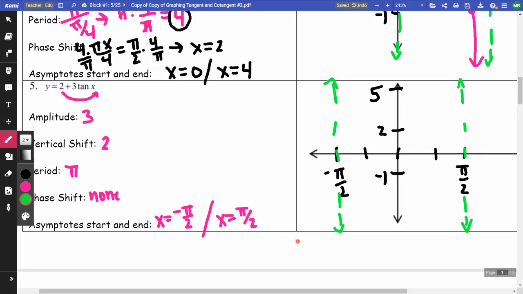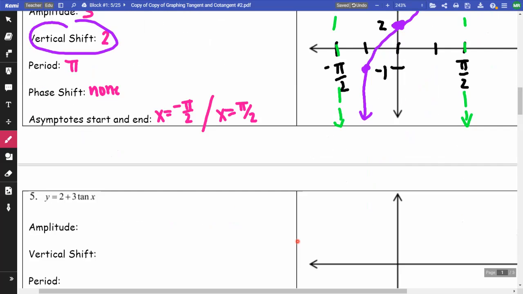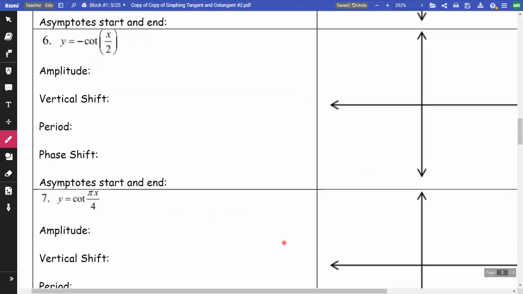Now, with this vertical shift being at 2, I'm at a height of 2. It's a positive 3, so I'm going to start below like I normally would. It's just now I'm starting 3 below 2, which is at -1, and I'm going 3 above 2, which is at 5. And then there's my graph. Okay, so again, this number 5 is a duplicate, can skip. Okay, so looking at number 6.